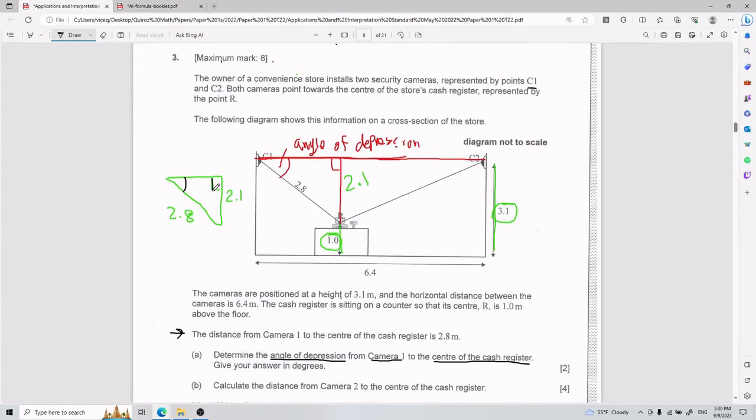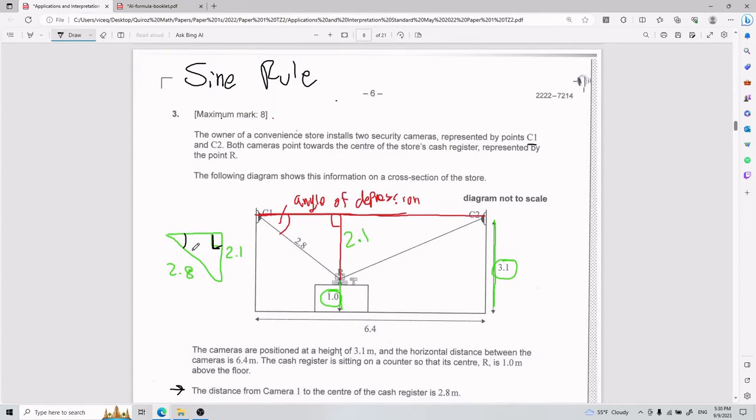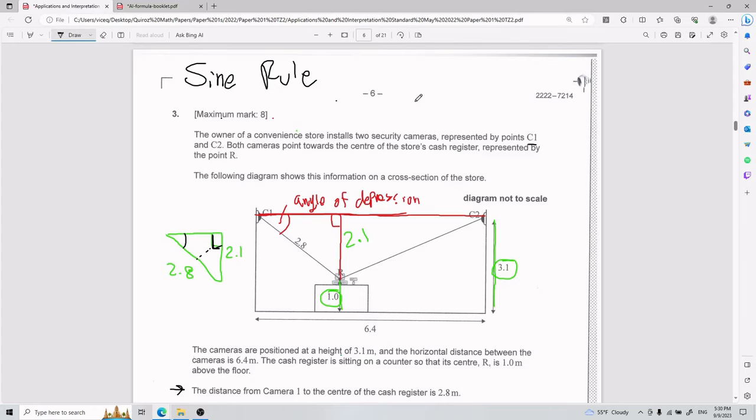So here I have a big angle. See? I have 90. So that means this angle goes with the 2.8. So following the formula, ¿cierto? I have 2.8 divided by sine 90 equals 2.1, ¿cierto? Which is this guy here, going to the angle I need. So I'm just going to put sine x, and we're going to call this x. My angle of depression is now x.